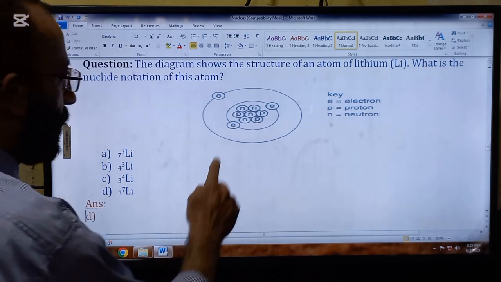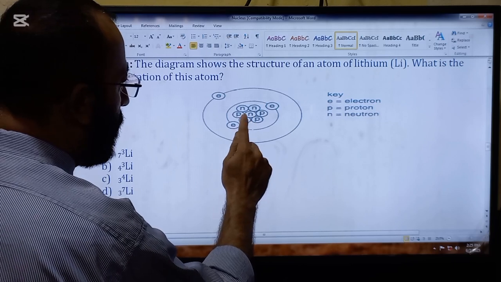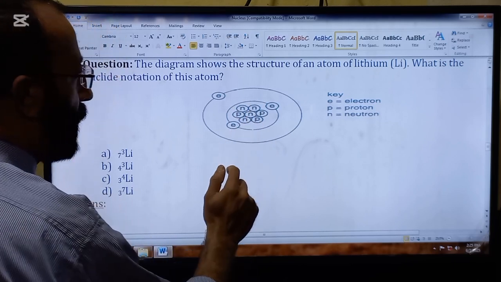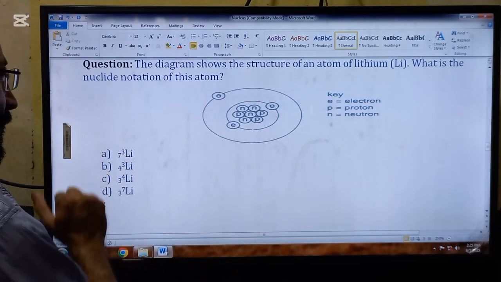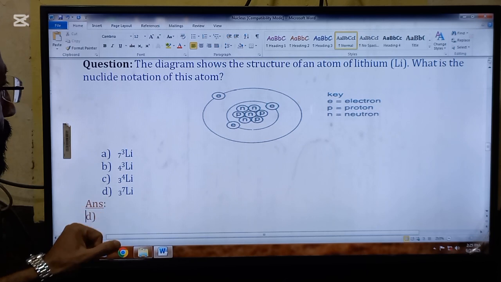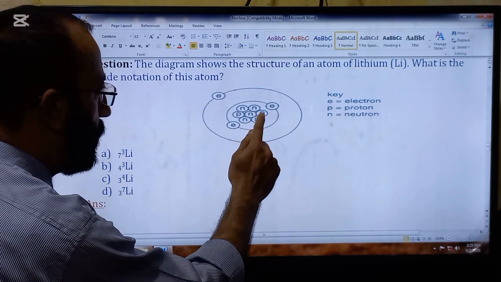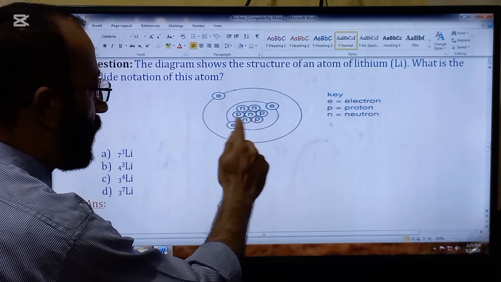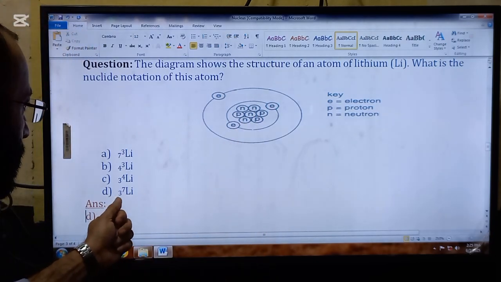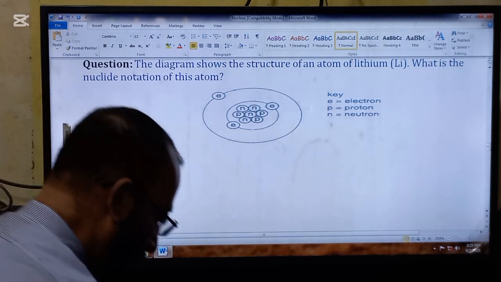If you look at the nucleus, there are a total of 1, 2, 3, 4, 5, 6, 7 particles. So this is the mass number that should be written at the top. The number of protons is 1, 2 and 3, so the atomic number is 3, and 3 will be written at the bottom. So look at option D, this is the right one.